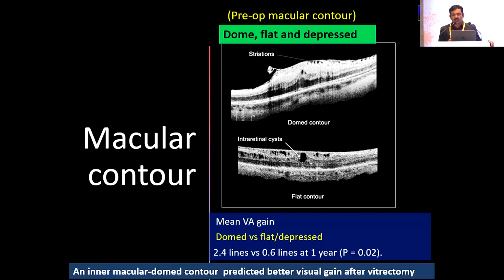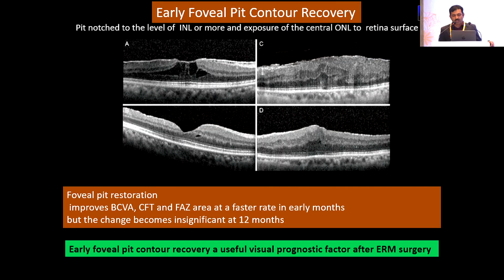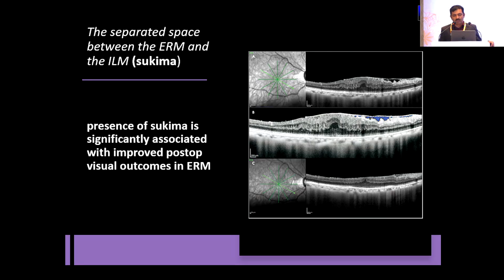Then look at the macular contour. It can be dome shaped or flat shaped. If you have a dome shaped macula prior to surgery, they tend to do better than a flat or depressed macular contour. So look at the contour of the macula. Then foveal recovery: definitely, the earlier the foveal pit recovery, the better the chances of a good visual prognosis, and it tends to correlate and improve with the best corrected visual acuity and the FAZ area. All these correlate with early foveal pit recovery.